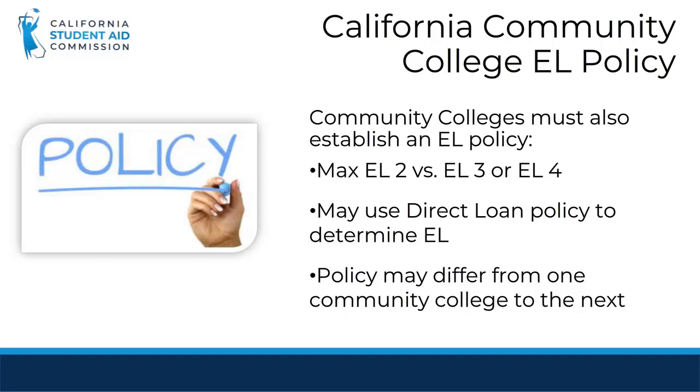All schools follow their own policies, which may differ from school to school. Some community colleges cap EL at 2, which is sophomore, while others base EL on total number of completed and transfer units, even if that makes the student's EL3 a junior or EL4 senior. It is important to be aware that each school has a different policy which could affect a student's Cal Grant eligibility.